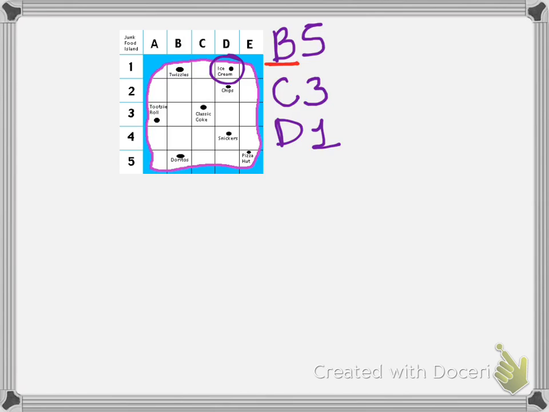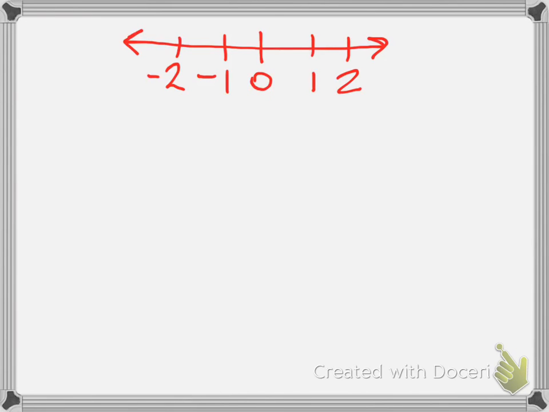The letter we used shows the horizontal position, and the number represents the vertical position, meaning up and down. So the letter was left and right, and the number was up and down, our vertical position.